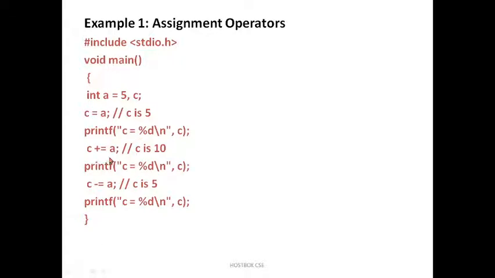And c plus equal to a. The meaning is c is equal to c plus a. So it will add the a value and the c value and store it in the variable c. Already the c value is 5 and the a value is 5, so it prints 10. Then similarly I am going to write another option, c minus equal to a. That means c is equal to c minus a, that is 5 minus 5, 0. It will print the answer 0 here.